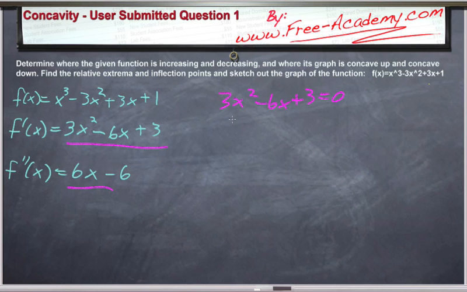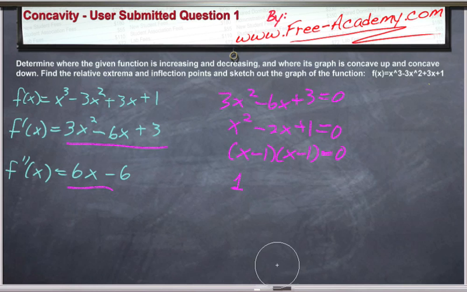So in the equation 3x squared minus 6x plus 3, we can very easily divide out the 3 and get x squared minus 2x plus 1. And this should be equal to x minus 1 times x minus 1 if you factor it. In which case we have an extrema at 1. So this will give us an interval.